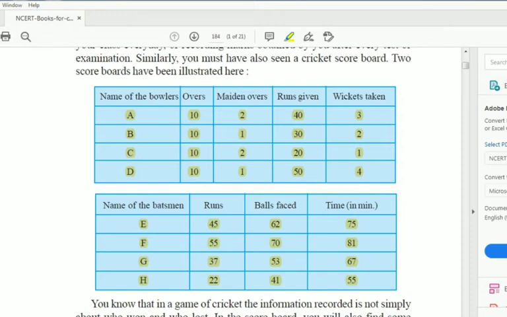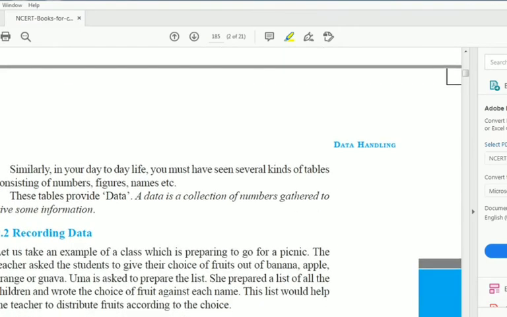So you know that in a game of cricket, the information recorded is not simply about who won and who lost. In the scoreboard, you will also find some equally important information about the game. For instance, you may find out the time taken and the number of balls faced by the highest run scorer. So with the help of these scoreboards, you can easily find out the best bowler and the best batsman. Okay, so look at here in the next page.